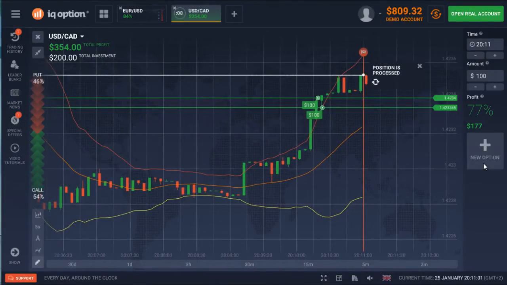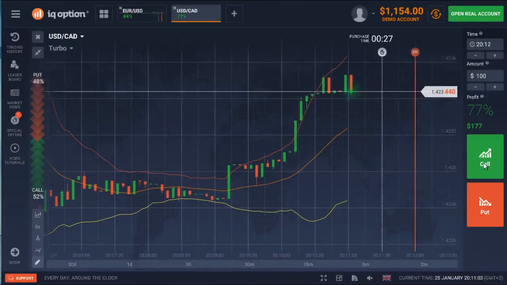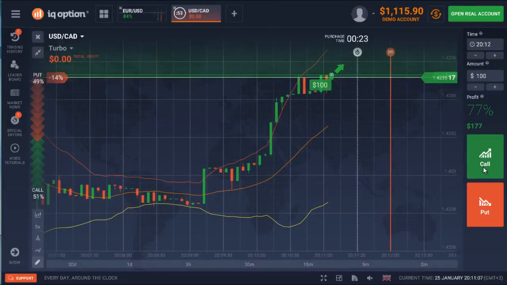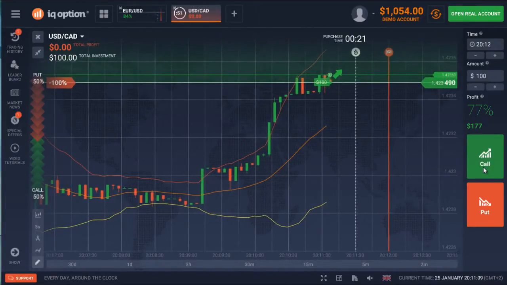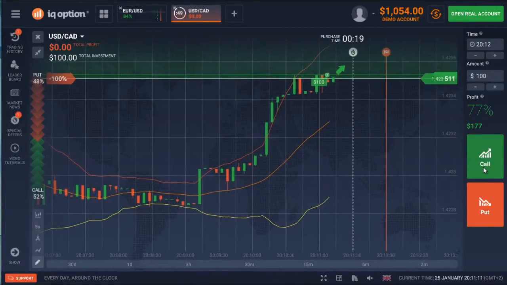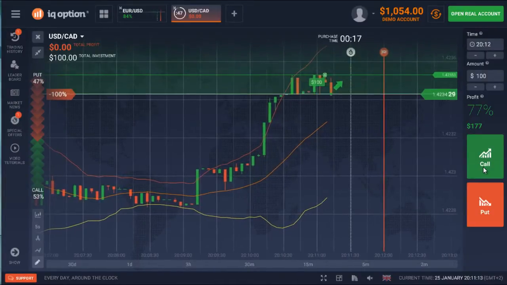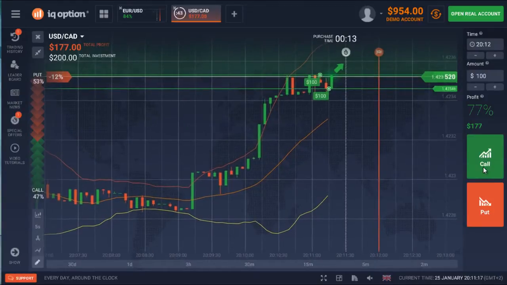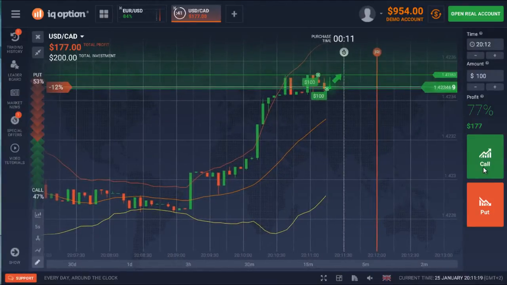Okay, it's already concluded. 2 nested. Next one, I'm going to keep positioning the same call position. It's coming down, but it's going to go up again.